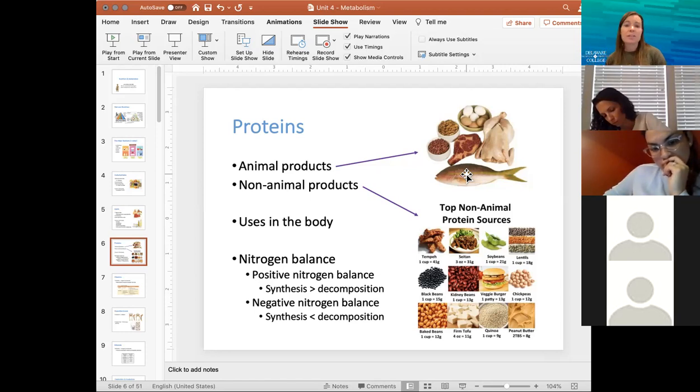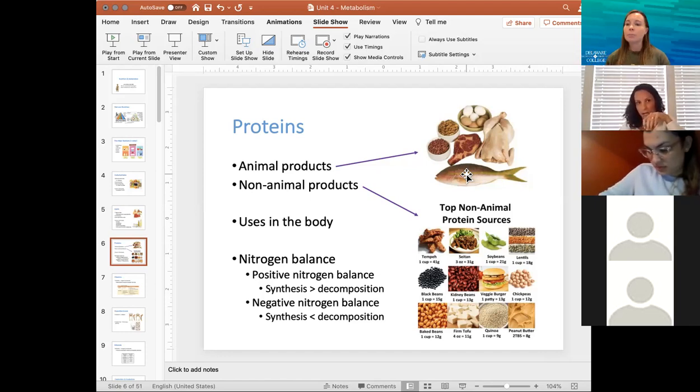So there's other things too. They play a role in immunity. Remember hemoglobin we talked about with the respiratory system. The globin part of hemoglobin is a protein. So without protein, you couldn't have hemoglobin, which means you couldn't carry a lot of oxygen and carbon dioxide in your blood. So they are absolutely essential for living.